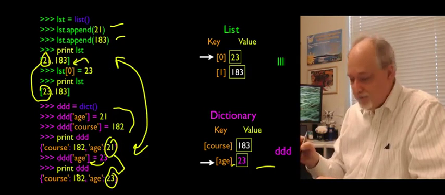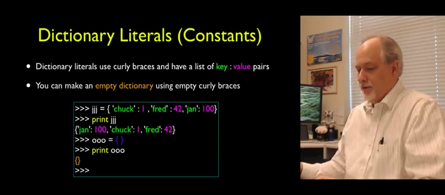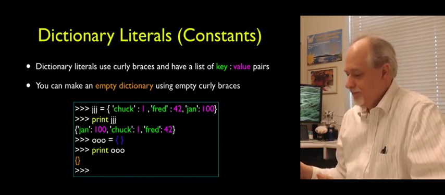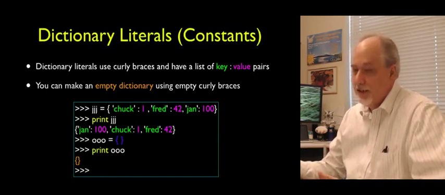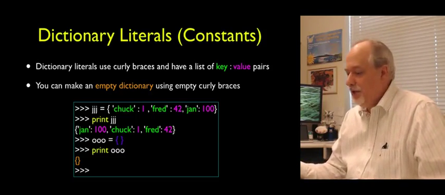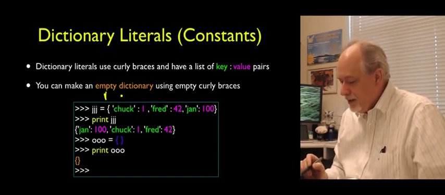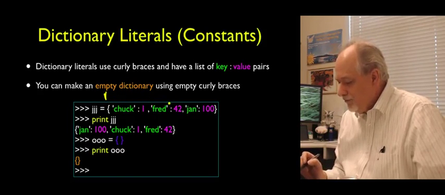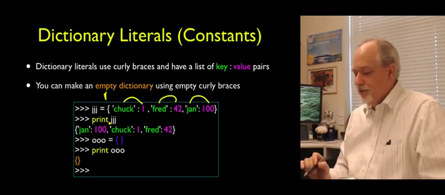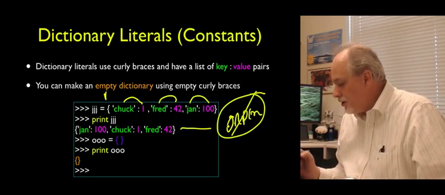There are things that work similar in them, and then there are things that work differently in them. We can make literals, constants, with curly braces, and they look just like the print. That's one nice thing about Python. When you print something out, it's showing you how you can make a literal, and basically you just open with a curly brace and say Chuck : 1, Fred 42, Jan 100, and we're making connections. Key value pair, key value pair. We print it out, and no order. They don't maintain order.